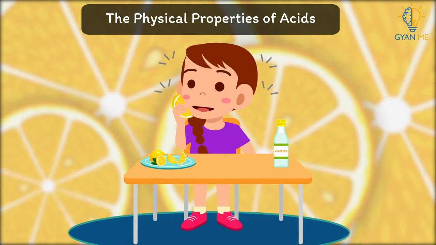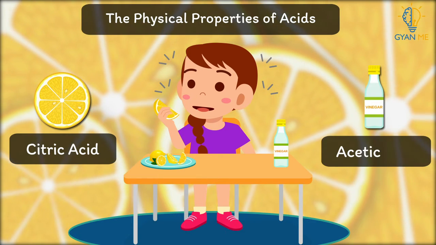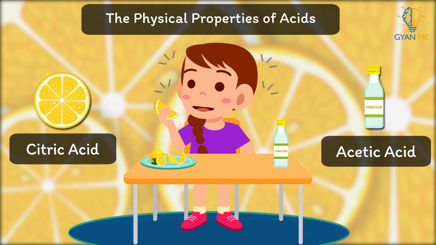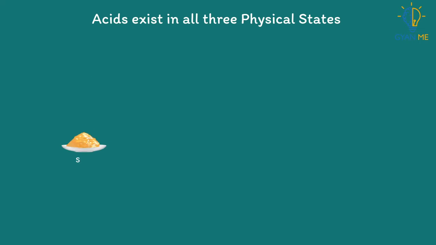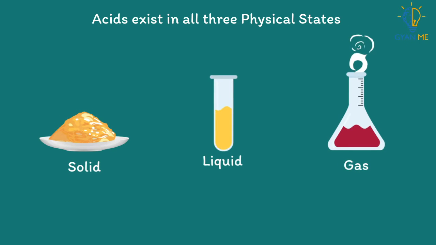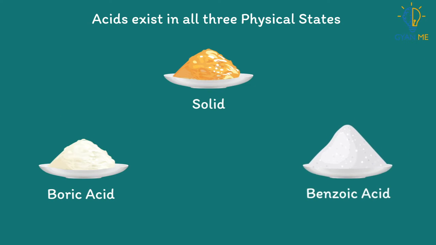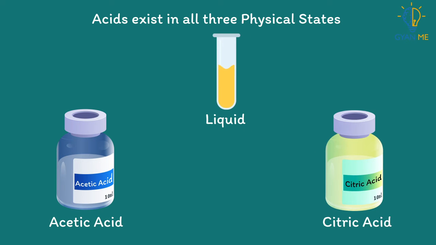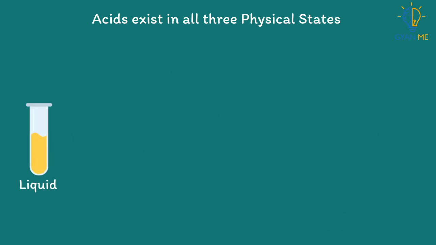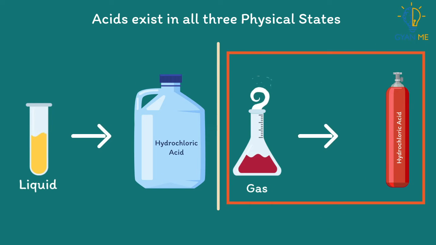Acids are sour in taste. For example, lemon containing citric acid and vinegar containing acetic acid are sour. Acids exist in all three physical states, that is solid, liquid and gas, but generally exist in liquid state. For example, boric acid and benzoic acid exist in solid state. Acetic acid and citric acid exist in liquid state, while hydrochloric acid exists in both forms, that is gaseous form and liquid form.